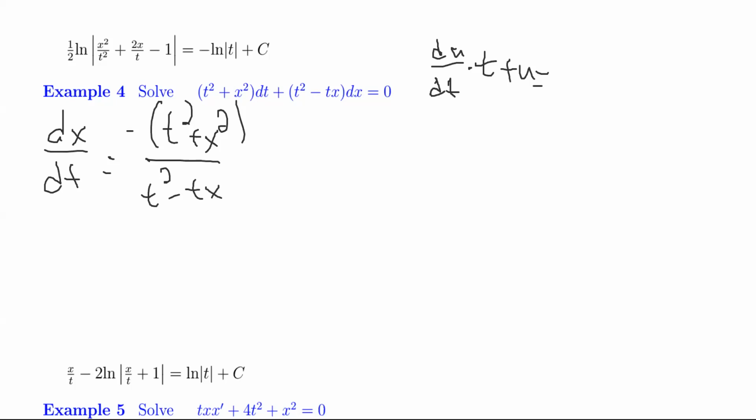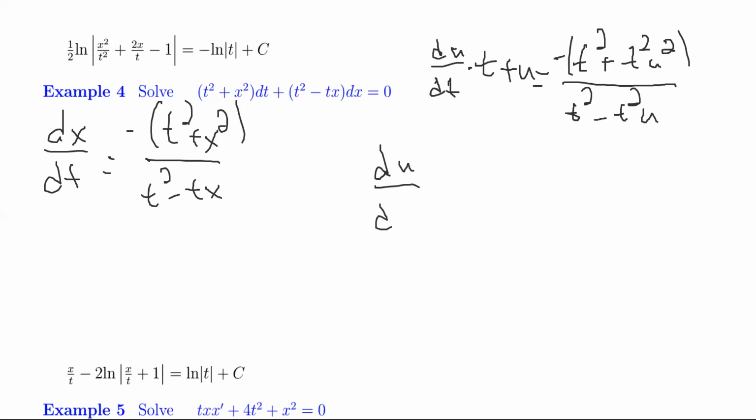So this is negative of t squared plus t squared u squared, all divided by t squared minus t squared u. So again, I just replaced x with t times u everywhere, which we can factor out that t squared on the right-hand side, and we get du/dt times t plus u is equal to negative of 1 plus u squared all over 1 minus u.